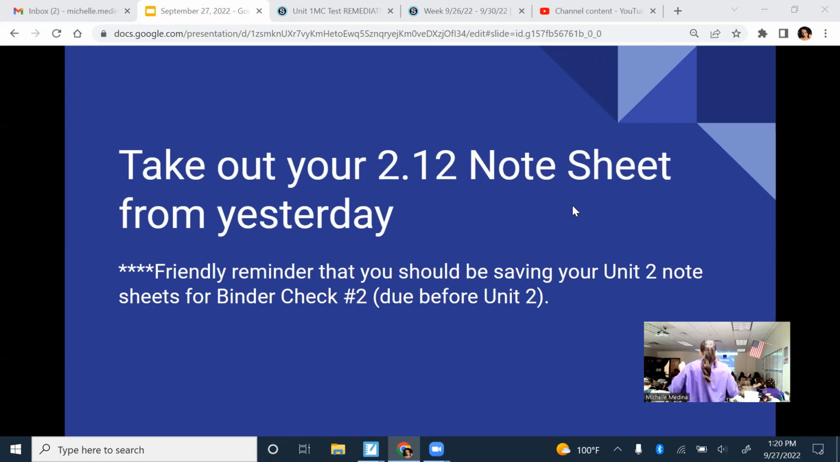So, and especially with this unit 2, you know how many lessons there are in unit 2? We're currently on lesson 12, but you know how many there are total? 26. And what I usually do for binder checks are that every note sheet, and it's one per lesson, some of them there's more.